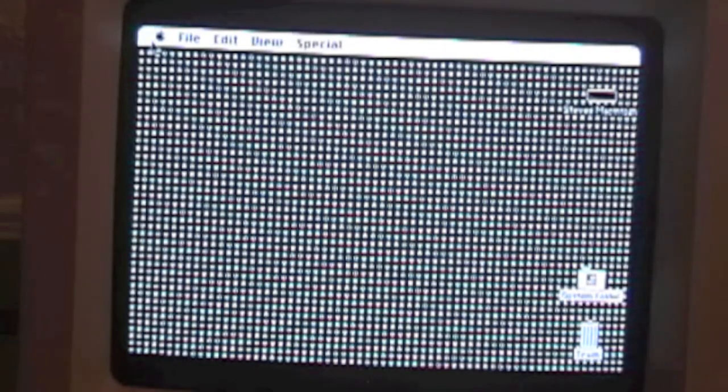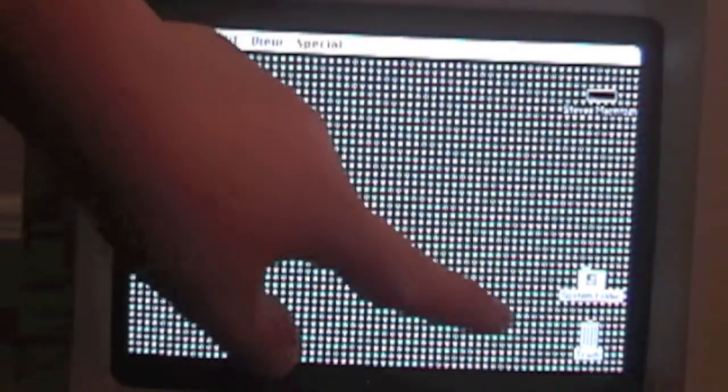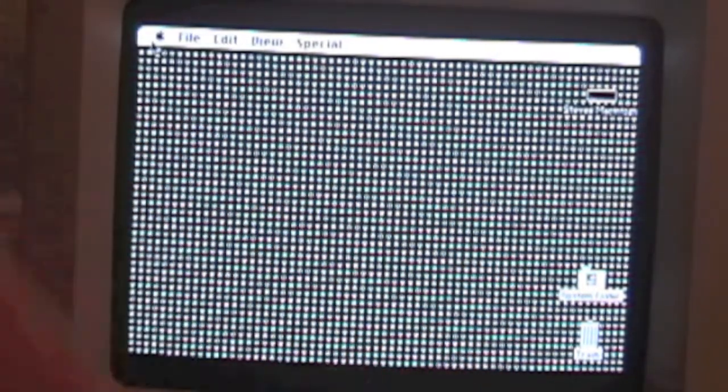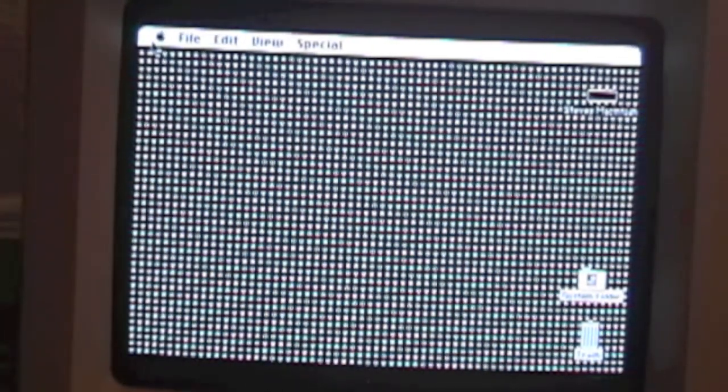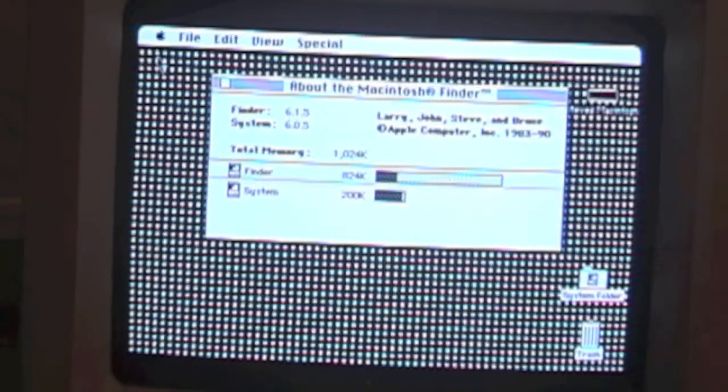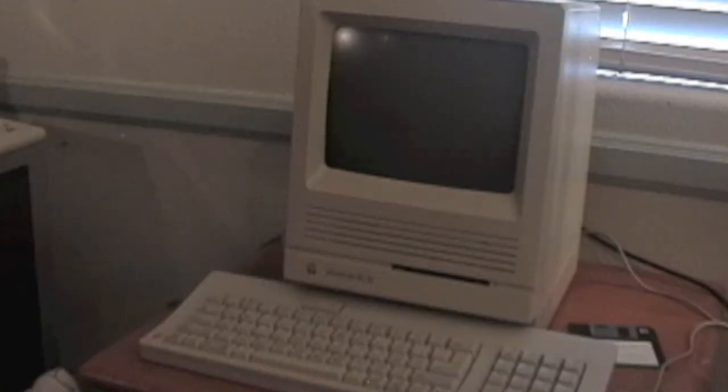The OS boots up relatively fast, and as you can see right here, it does not have a floppy disk anymore. It has the hard disk, due to the fact that there is no floppy disk booted off on the machine. And you have a system folder, a trash can, and you can even look at the Finder here. It runs System 6.0.5, and the Finder is 6.1.5, as we see right here.